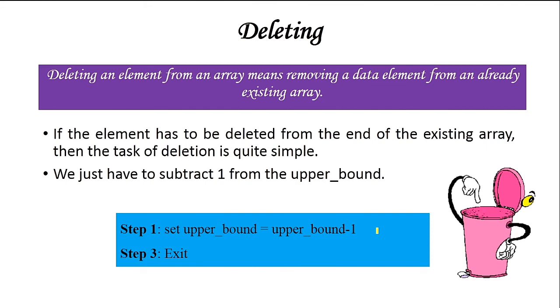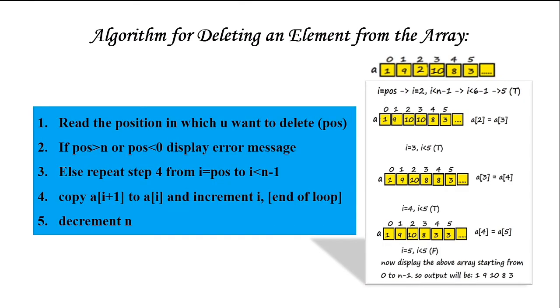So this is the process of deleting the element. Read the position from which you want to delete. Suppose you want to delete the element from position 2, then read the position as 2. If the position is less than 0 or greater than the upper bound, once again display the error message as we have done in the insertion operation.